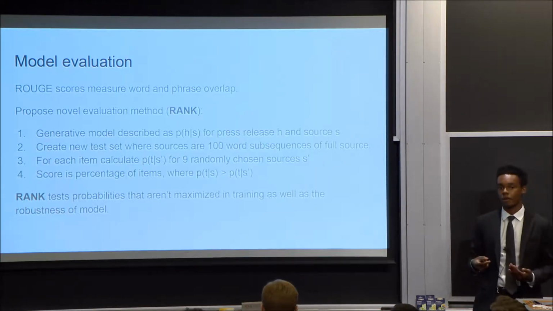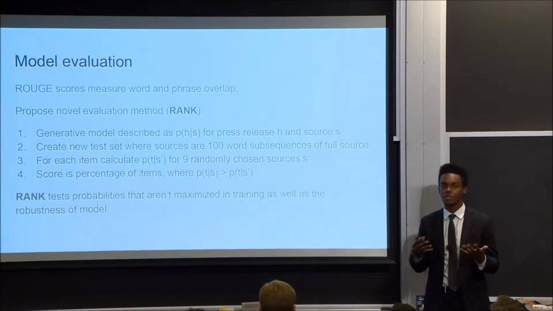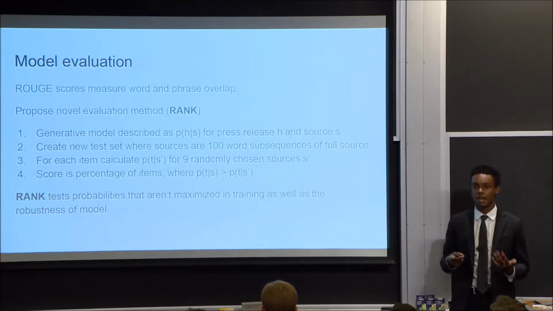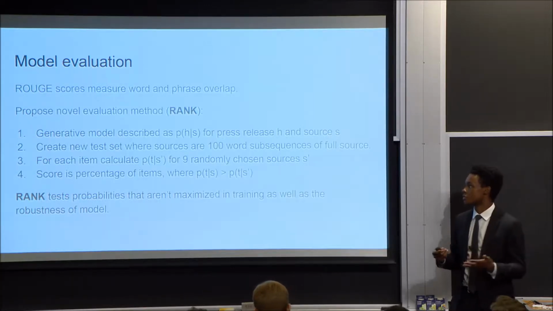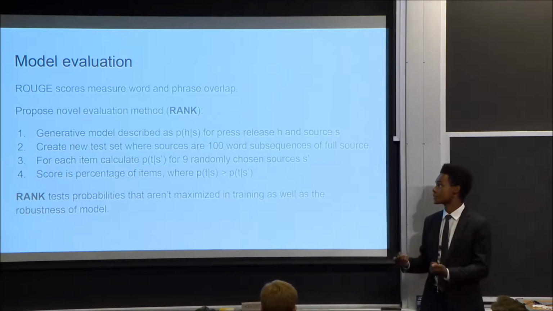So how do we evaluate our models? As many of you can guess, this is a very difficult task, as we don't actually know quantitatively what makes a good summary and what doesn't. So in the past, for most summarization tasks, authors and researchers have used Rouge scores. And basically what these measure is word overlap and phrase overlap.